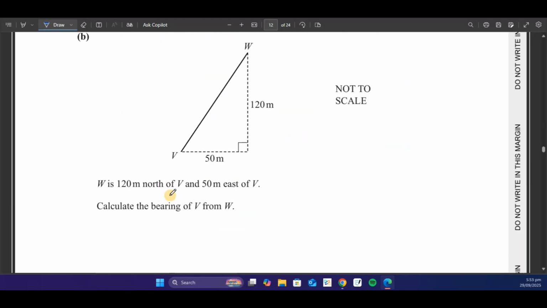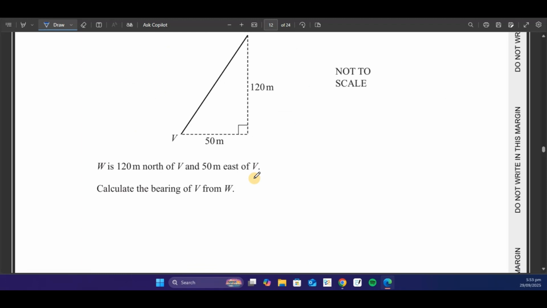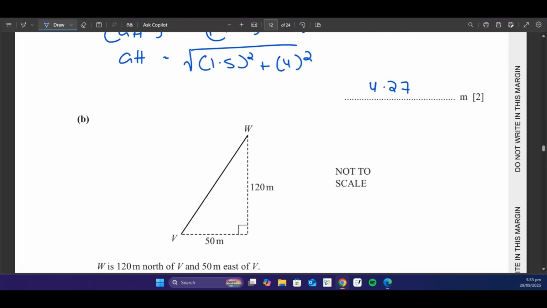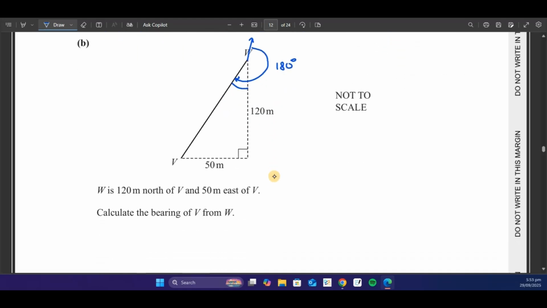Perfect. Part B. W is 120 meters north of V and 50 meters east of V. Okay, so that means that W is, if you draw a line, so this till here would be 180 degrees. Make sense? And this is the angle. Okay? So calculate the bearing V from W. So we need to calculate this.